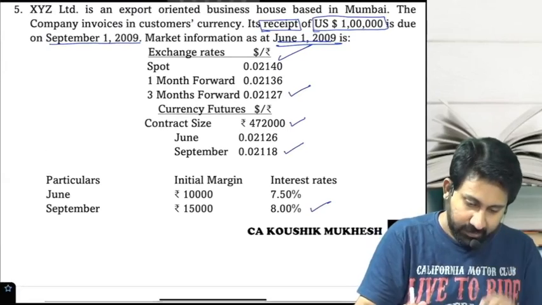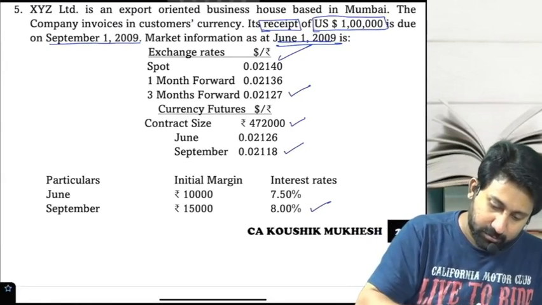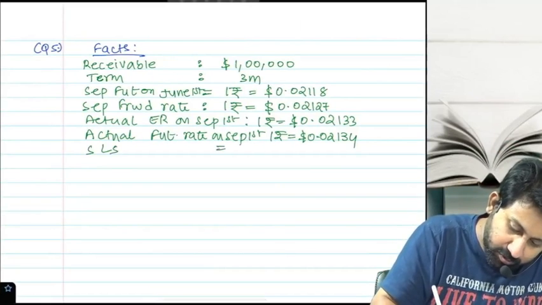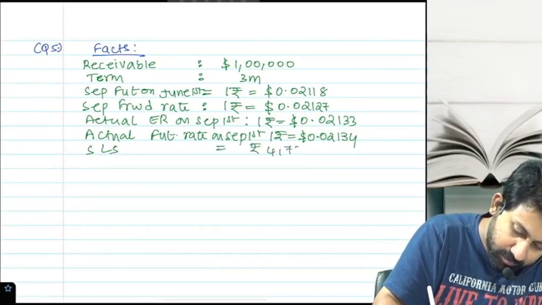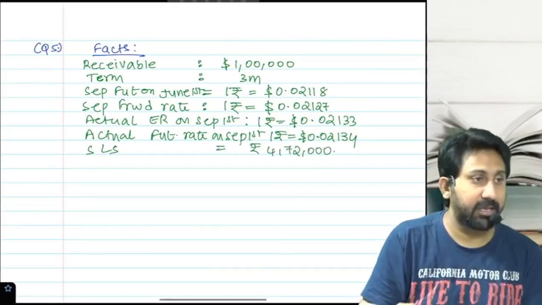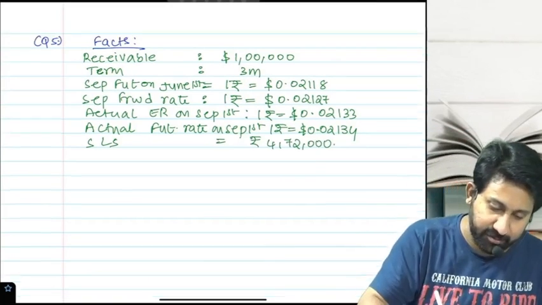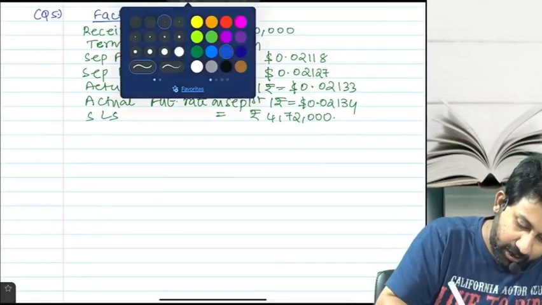Next, standardized lot size equal to rupees 4,72,000. This is the information that is being given. Write down.